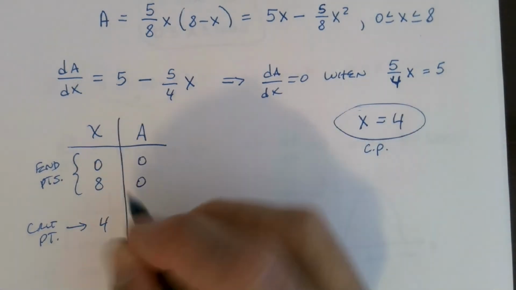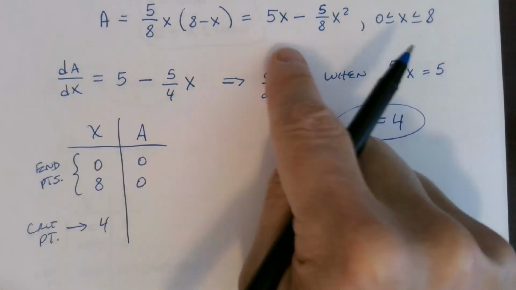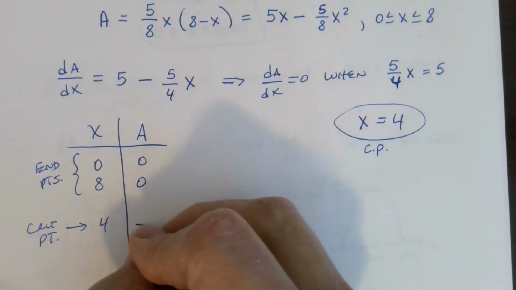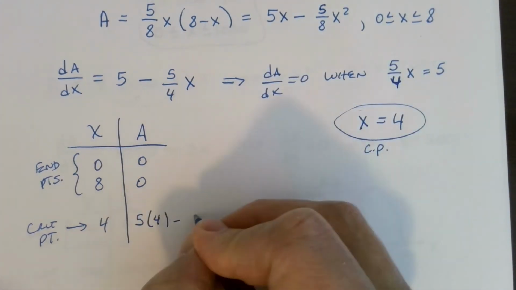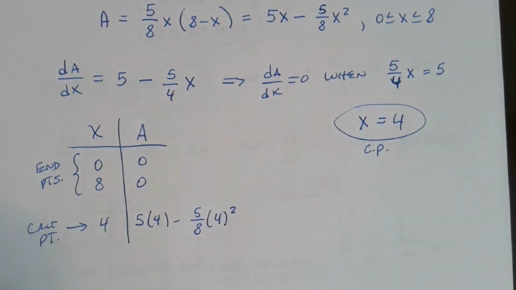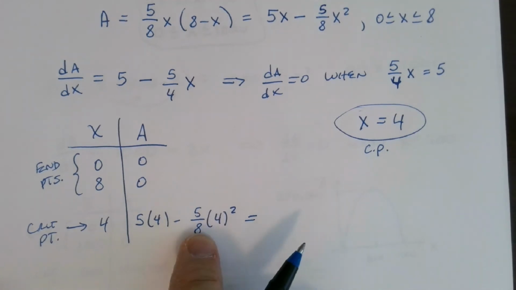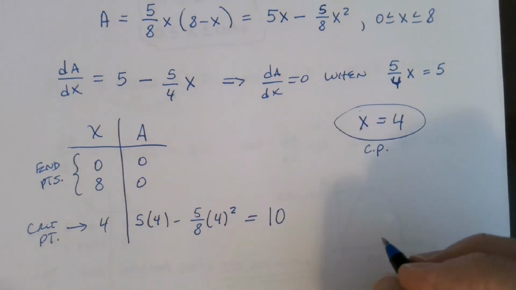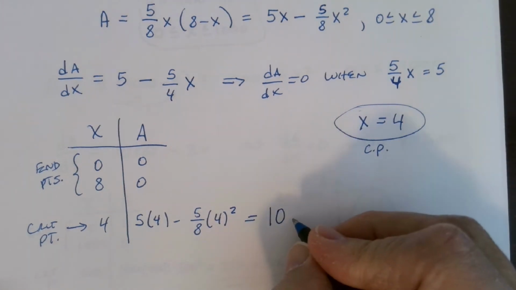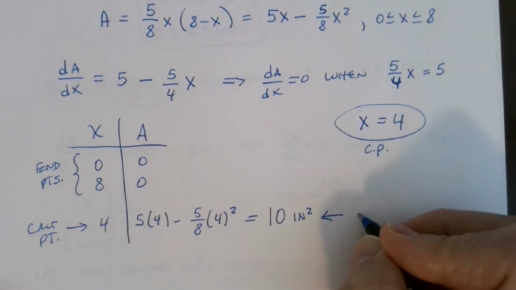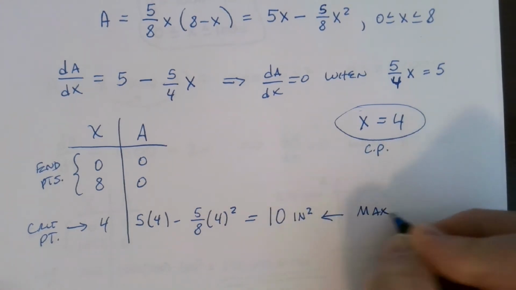If I plug 4 into my original area function right up here, if x is 4, what do we get? 5 times 4 minus 5/8 times 4 squared, or 16. I get 20. Here I get 16 divided by 8 is 2, 2 times 5 is 10. 20 minus 10, I get 10. Of course, my units are what? This is area, inches squared, square inches. And this is the maximum area.